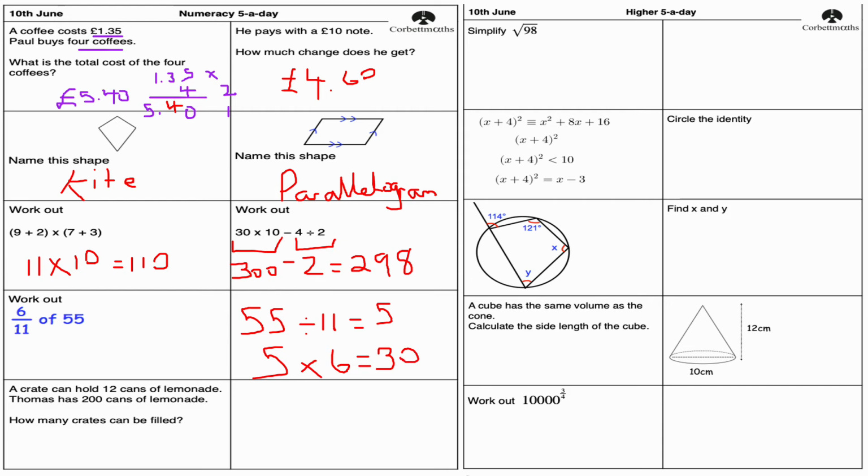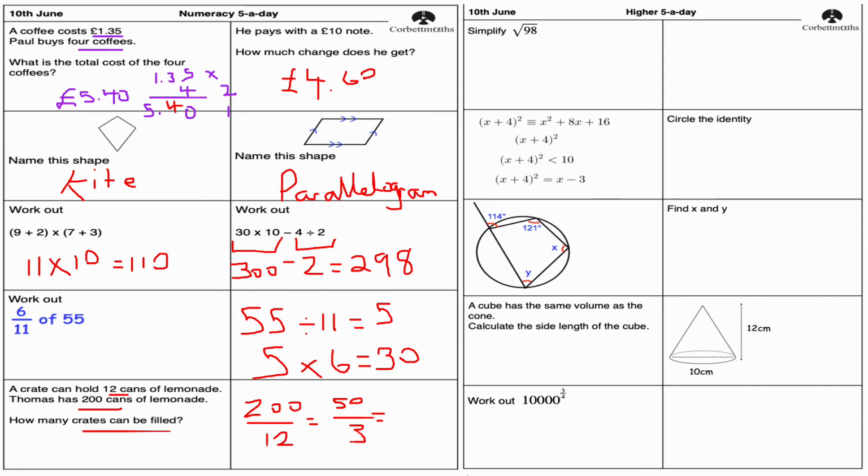Okay. Next question. A crate can hold 12 cans of lemonade. Thomas has 200 cans of lemonade. How many crates can he fill? Well, 200 divided by 12. Okay, that's 100 over 6, which is 50 over 3. So work out how many 3 goes into 50.